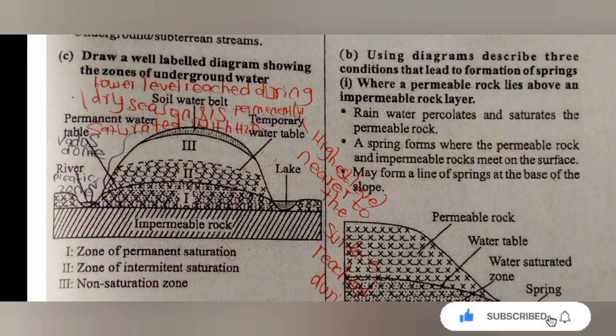Then you go to zone number 2. Zone number 2 is the zone of intermittent saturation, and it's important to know that here the water content normally fluctuates based on the seasons.